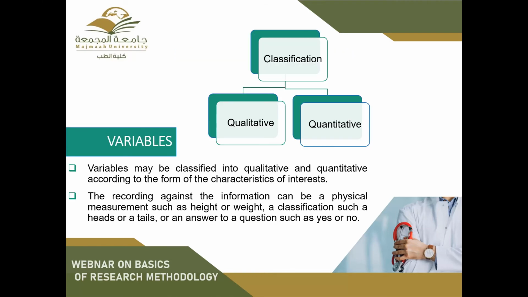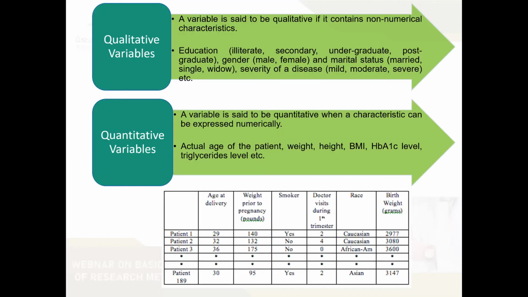To understand all this, you need to understand the variables first, because in biostatistics, or in statistics, all the analysis depends upon the nature of the variables. Broadly, the variables are divided into two types: qualitative and quantitative. Qualitative variables are non-numerical characteristics that do not contain any quantity, like education. Education has categories: illiterate, secondary, undergraduate, postgraduate. Gender can be male or female. Marital status can be married, single, or widow. Severity of a disease can be mild, moderate, or severe. So in qualitative variables, all of the variables have categories.